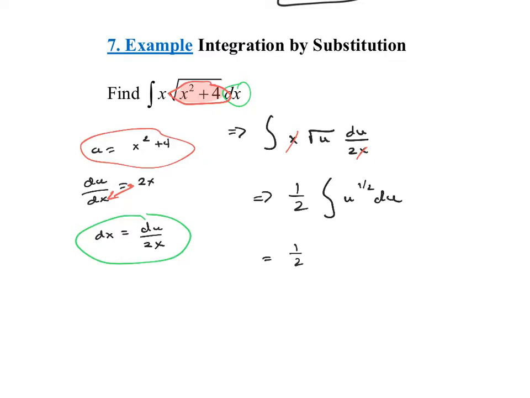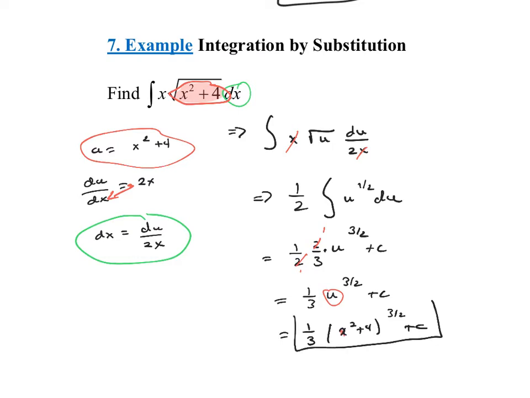So that's 1/2. Well, the integral of u to the 1/2 would be u to the 1/2 plus 1, which was 3/2, divided by 3/2. But instead of dividing it by 3/2, I'm going to multiply it by 2/3. The 2's simplify on this one. And don't forget your plus c. So I have 1/3 u to the 3/2 plus c, which is 1/3 times, back substituting for that u being x squared plus 4, raised to the 3/2 plus c. So my final answer is 1/3 times the quantity x squared plus 4 raised to the 3/2 plus c.